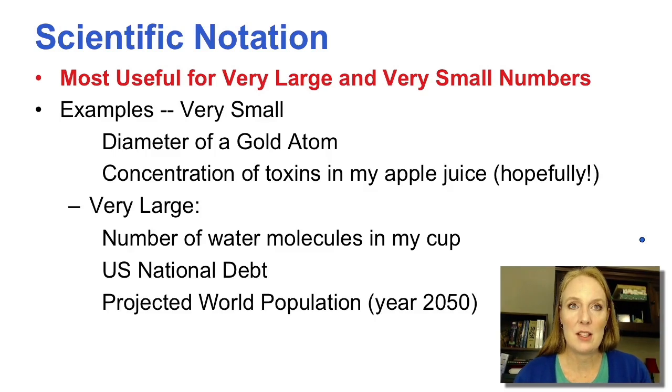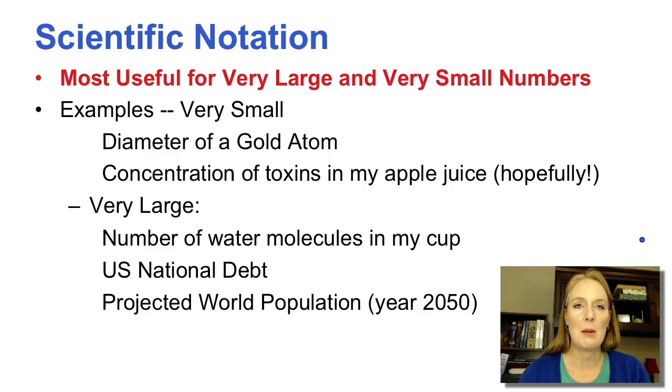Another reason we use scientific notation is to not have to write so many zeros when we are writing down very, very large or very, very small numbers. Let me give you some examples of very, very small things. What's the diameter of a gold atom? Do you have any idea?